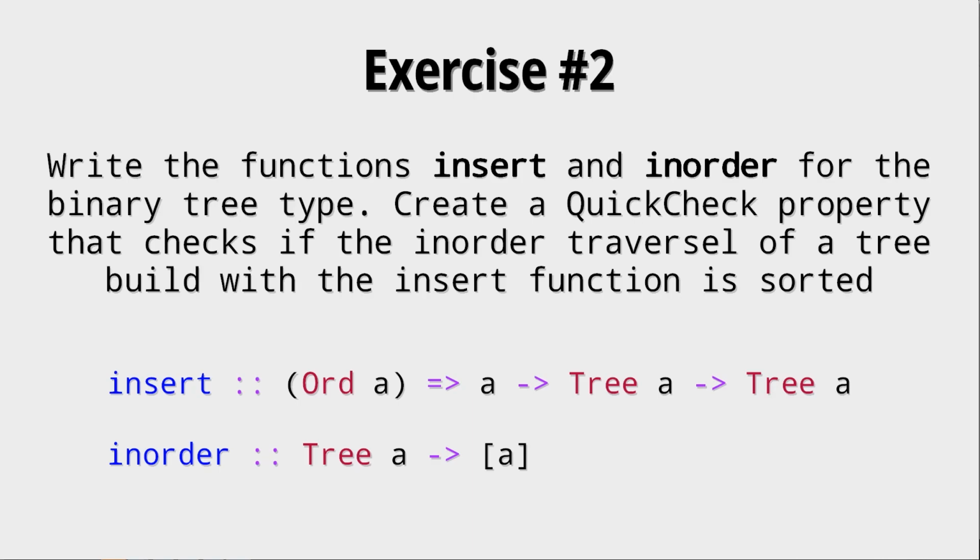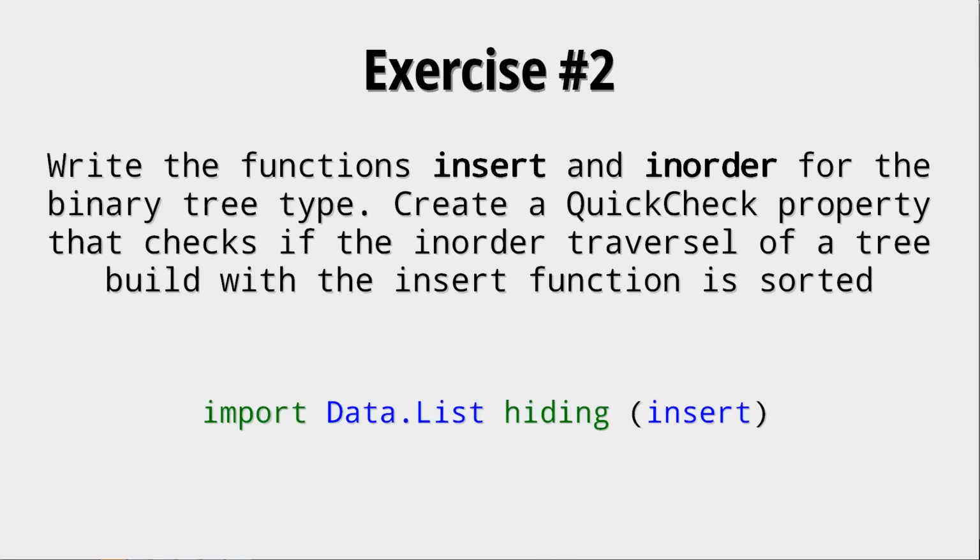So your task now is to write the functions insert and inOrder for the binary tree type, and then create a QuickCheck property that checks if the in-order traversal of a tree built with the insert function is sorted. Now, there are some things you have to keep in mind and look out for when constructing this QuickCheck property, but that is something you should think about.